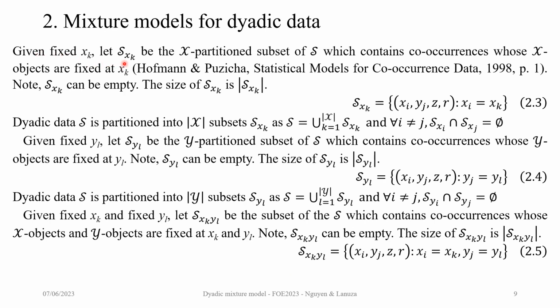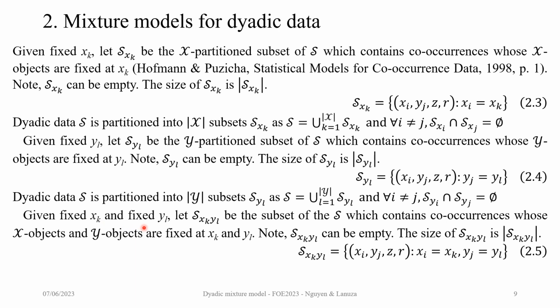Given the fit SK, let S_SK be the S partition subset of S which contains co-occurrences whose S objects are fit at SK, according to equation 2.3. Note that S_SK can be empty, and that the data S is partitioned into the subsets S_SK. Given the fit YL, let S_YL be the Y partition subset of S which contains co-occurrences whose Y objects are fit at YL, according to equation 2.4, and note S_YL can be empty. Dyadic data S is partitioned into the subsets S_YL.